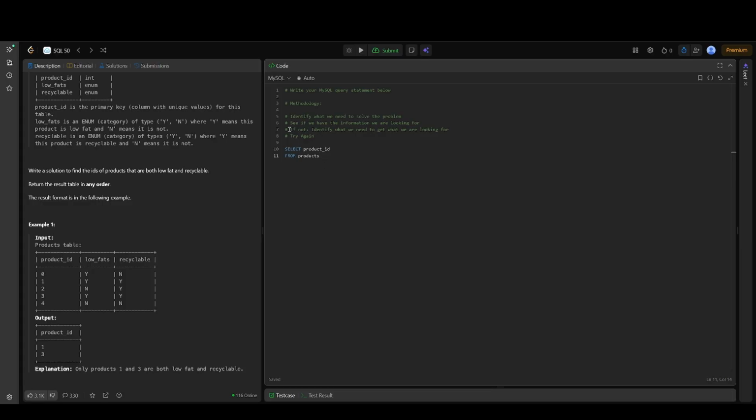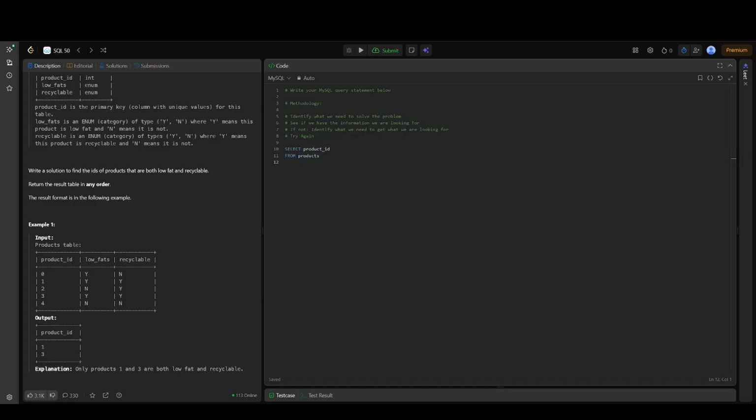And then the next part is, in this case we had the information we're looking for, so we're going to try again and jump back to the top, right? Identify what we need to solve the problem. So we want to get the products that are both low fat and recyclable. Do we have that information we're looking for? Yeah, we do. It's in the low fats and recyclable columns. Okay, so then let's figure out how we're going to get those, right?